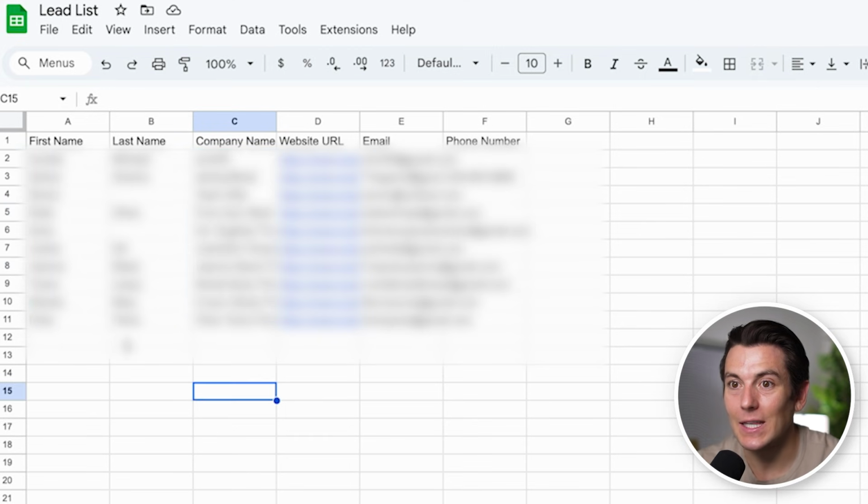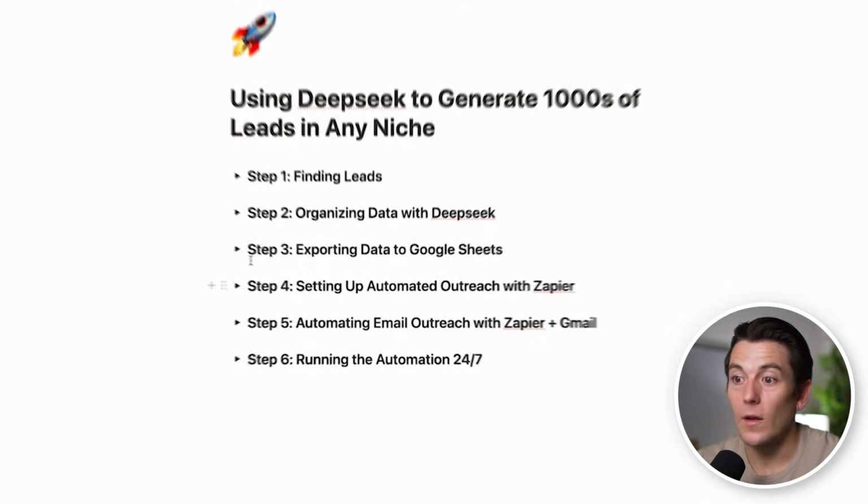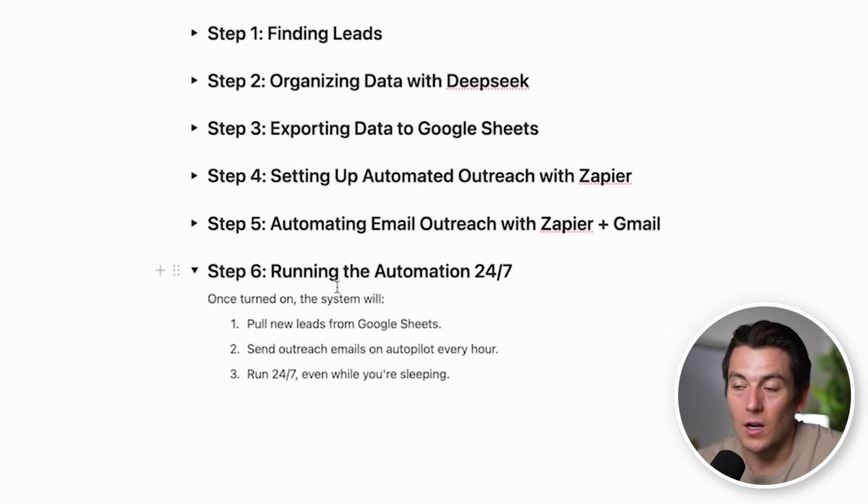So now anytime you add new leads to your leads list here, it'll automatically detect it, and it will automatically send an email to them every single hour. The final step is running the automation 24/7. Once this is complete, your real task is just to add more leads to the lead list consistently. When you add more leads to the leads list, it will automatically send emails to the person that you added, which is brilliant. And you can have 24/7 outreach going on for your business.